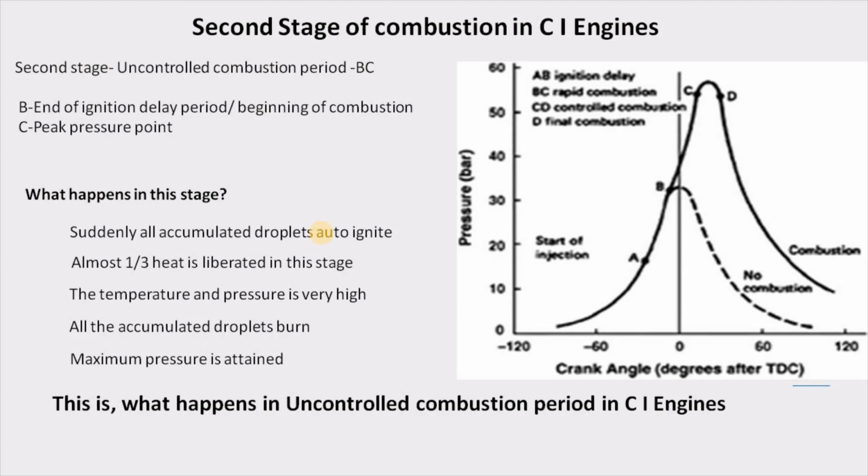Summarizing what is happening in the second stage, whatever fuel was injected in the ignition delay period, that is the first stage of combustion, is going to auto ignite suddenly, and therefore peak pressure is attained inside the combustion chamber in the second stage, which we call the uncontrolled combustion stage. Since we don't have control over what is happening in this stage, we call it uncontrolled. Why is it uncontrolled? Because whatever fuel was accumulated is going to burn. We don't know how much fuel is going to be accumulated. It depends on the ignition delay period. That is why we call it the uncontrolled combustion stage.